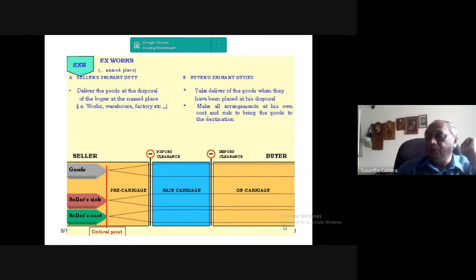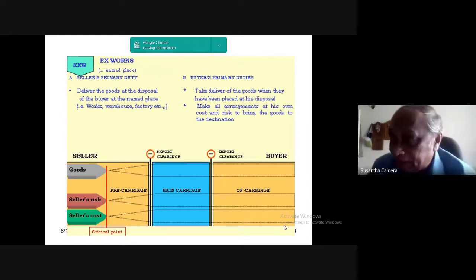So now you can visualize that in the seller's warehouse everything is ready. Then the buyer goes there, pays the money, and takes the goods. The buyer has to book the main carriage, and to load it to the main carriage, first they have to take it to the main carriage. That we call pre-carriage. For that, they have to hire a local transport to take the goods to the customs barrier. Then they have to pay taxes, do the export clearance, and then load it to the ship.